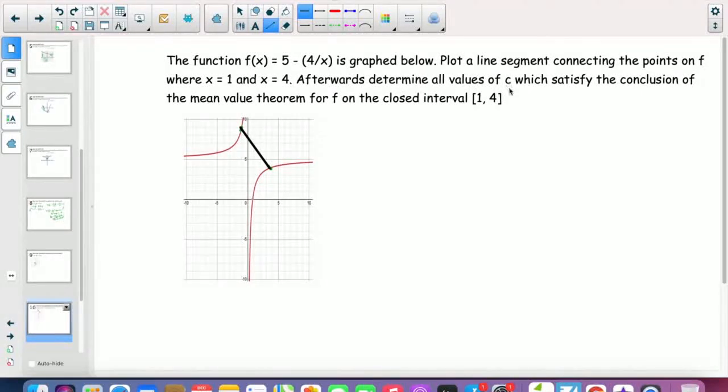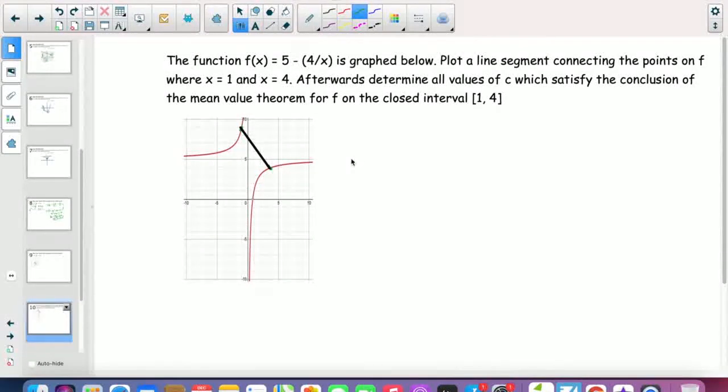Afterwards, determine all values of c which satisfy the conclusion of the mean value theorem for f on the closed interval 1 to 4. Well, the first thing we have to do is look at this function, because in order for the mean value theorem to work, it has to be continuous on the closed interval, and it has to be differentiable on the open interval. Well, if you look at this function, it's not continuous. It looks like to me it's got an asymptote at x equals 0. So the function's not continuous, which means it's also not differentiable within the interval that they gave us.